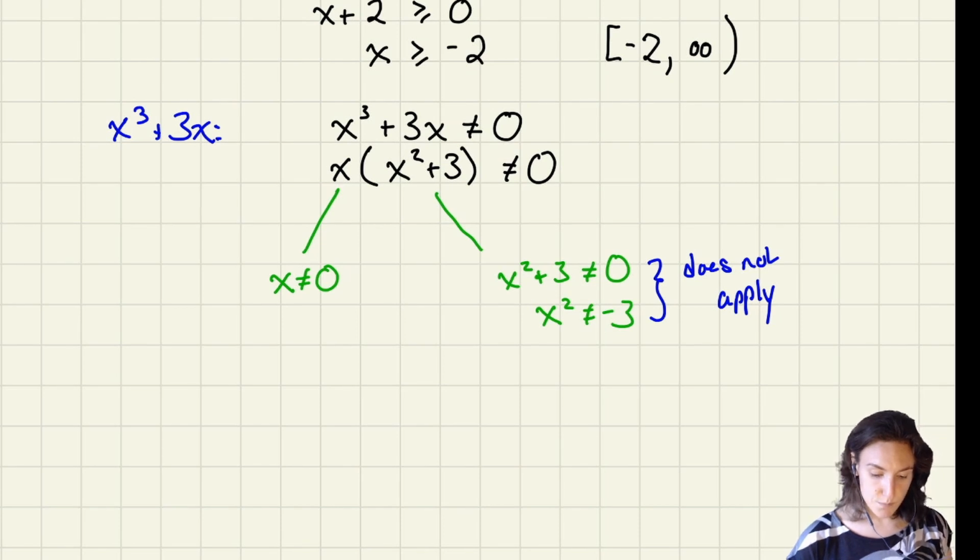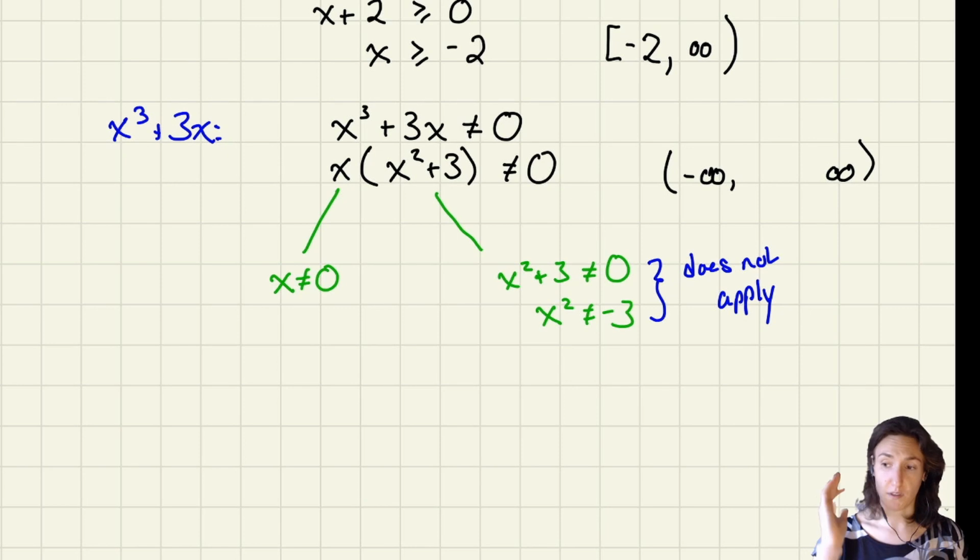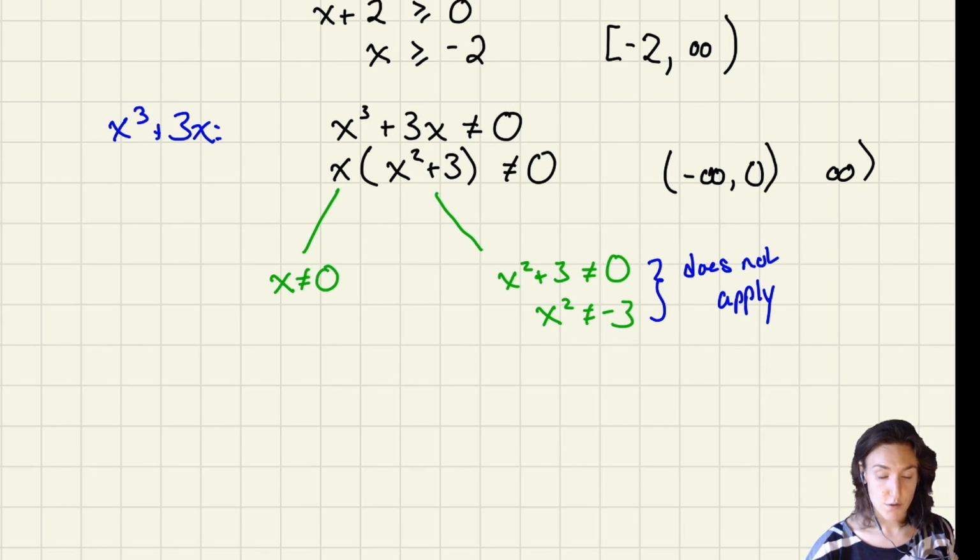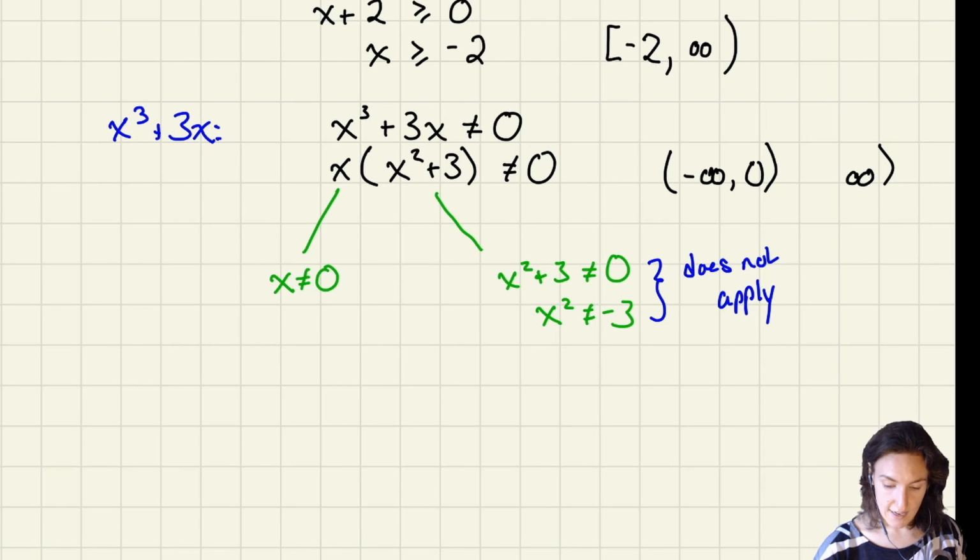For this part, the denominator part, you have to split it up. You literally have to break it. So I'm going to go from -infinity to 0, not including 0. So this is an open interval, open brackets. And then not including 0 to infinity, those are okay.